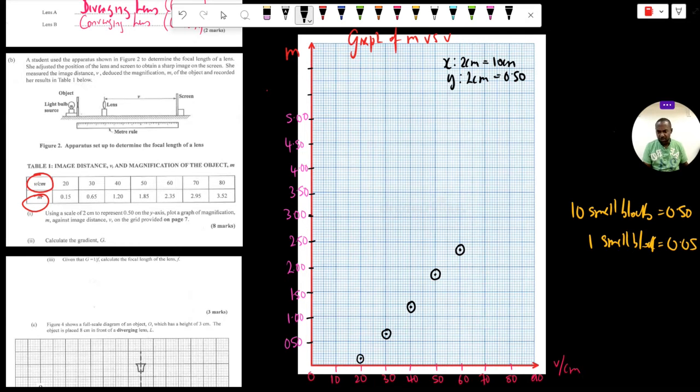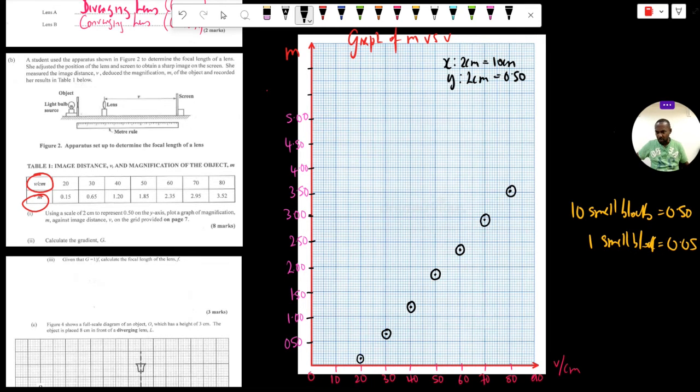And our second to last pair of points, we have 70, 2.95. So 70, 2.95. This will be 2.5, 2.75, 2.95, one small block below 3. So that is right there. And then lastly, our last pair of values, we have 80, 3.52. So this is the 3, 3.5. On this scale, we're not going to be able to plot 3.52 accurately. So we have to just make it a little bit close to 3.50.